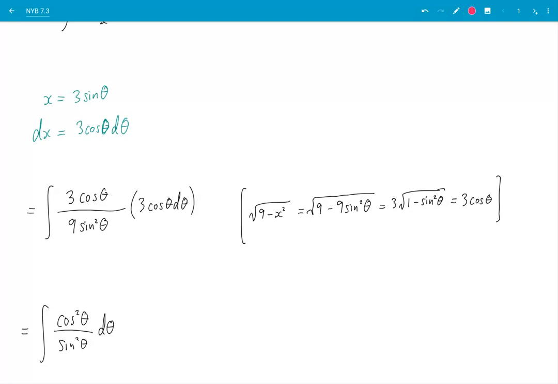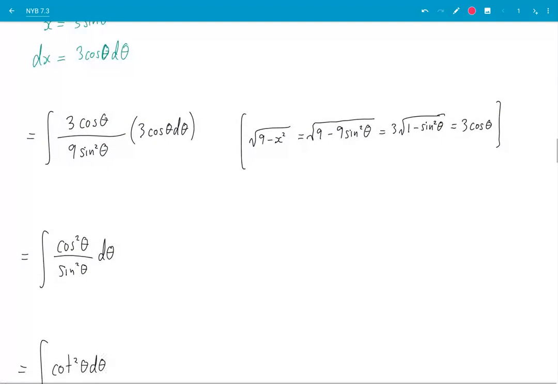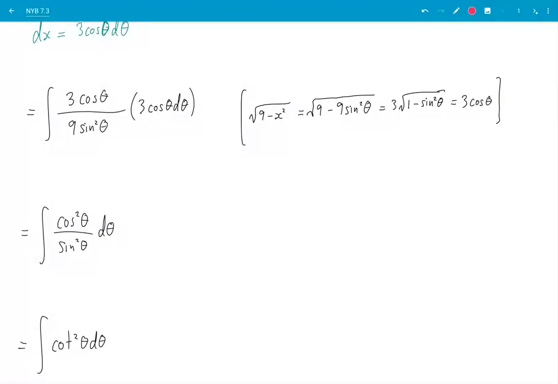Well, I say this is just cotangent squared, right? Because cotangent theta is cosine of theta over sine theta. Once again, I have something memorized, which helps me in my time of need. My hero.